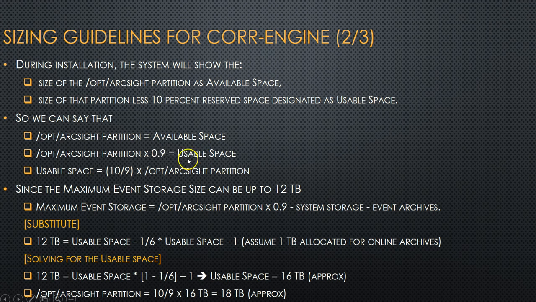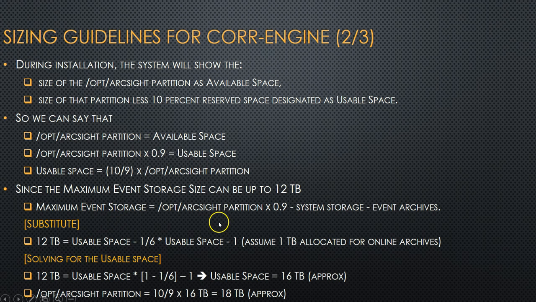So we can just rephrase this equation. We can say that the usable space equals 9 over 10 multiplied by the /opt/arcsight partition. Just keep this in mind while we take this sizing example. Knowing that the maximum event storage size is 12 tera, we can substitute in this equation. The maximum event storage is 12 tera, and this whole bulk we know is the usable space.